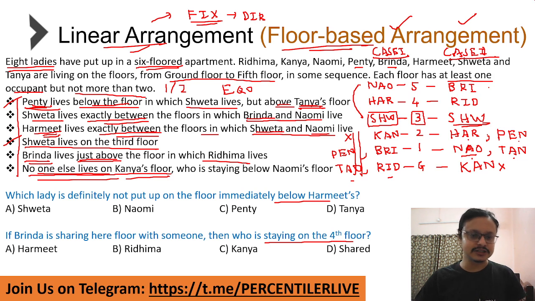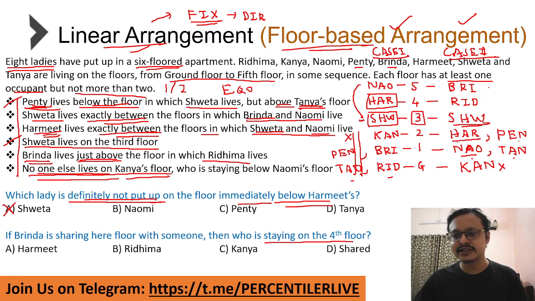So what are the questions saying? The first question is saying which lady is definitely not put up on the floor immediately below Harmeet. So Harmeet in the first case is staying on the 4th floor. So who's immediately below Harmeet? Shweta. So Shweta is immediately below Harmeet. I need the person who's not staying immediately below Harmeet.